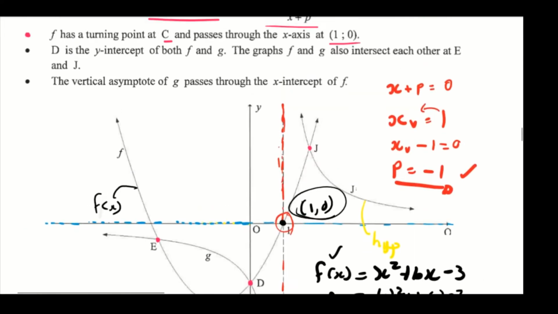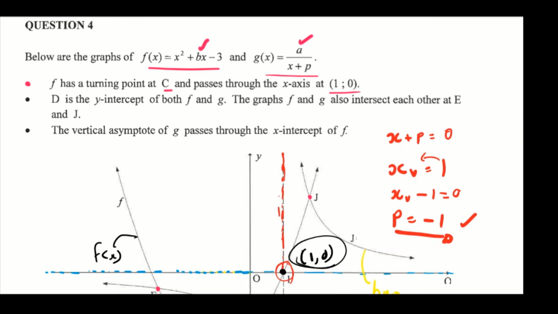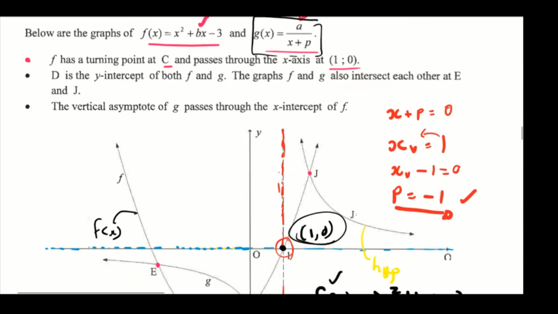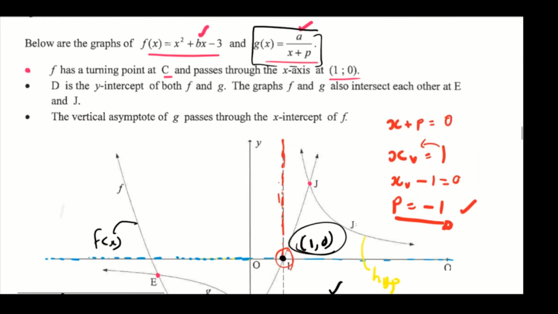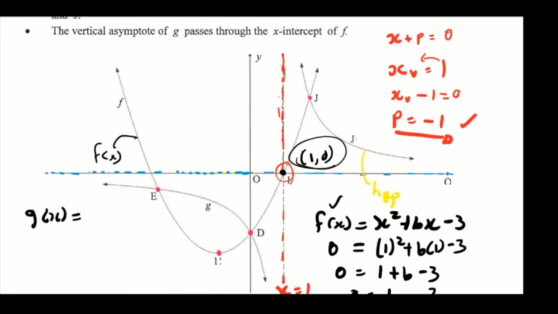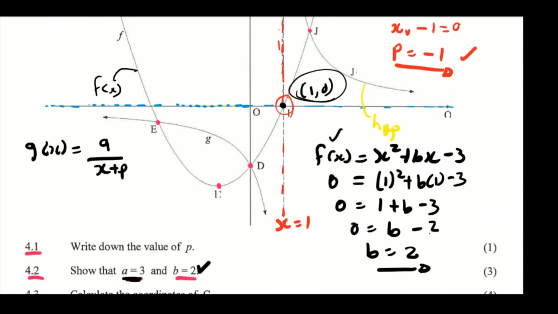So for us to do that, we have our equation of g here, right, which is g of x is equal to a value over x plus p. So it's a value over x plus p. Remember we said p is equal to -1. P is equal to -1, so g of x is equal to a over x minus 1, right?